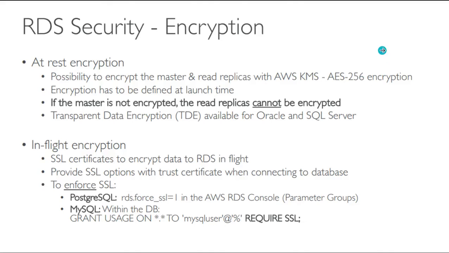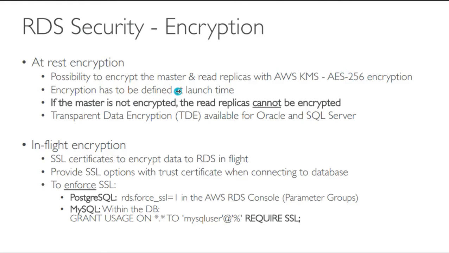Then we have encryption, which means encrypting your data, securing your data. Encryption is done in two ways. It is done at rest and in flight. At rest means whatever data is kept inside the database is going to be encrypted using the AWS KMS key. Okay. So there is the possibility to encrypt the master and the read replica with AWS KMS using AES 256 encryption. Encryption has to be defined at the launch time.